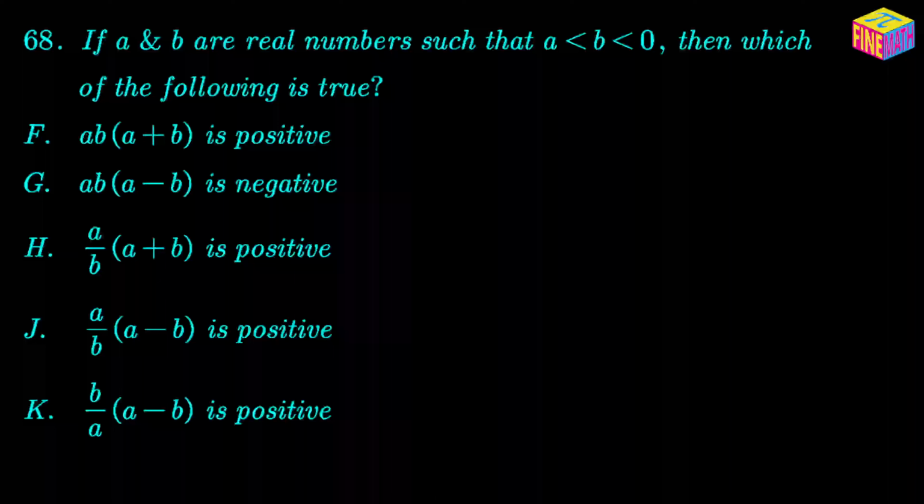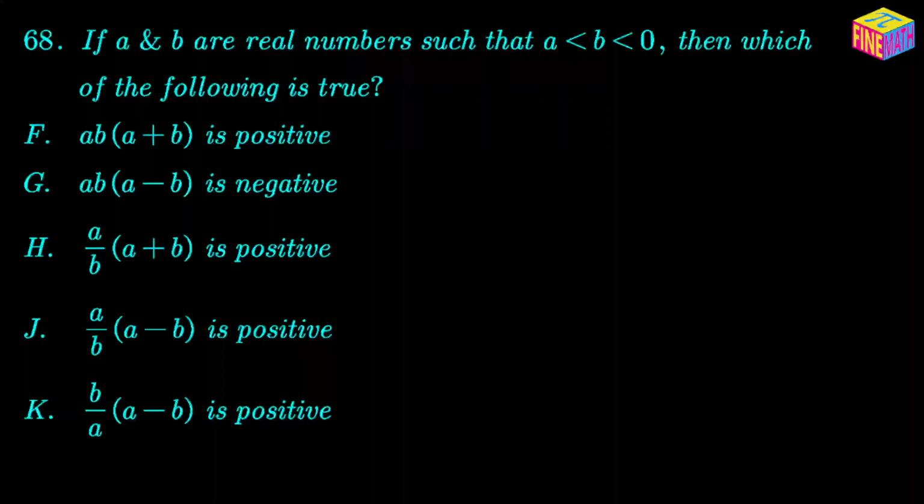So let's get started. Here the question says, if A and B are real numbers such that A is less than B and they both less than 0, that means A and B both are negative real numbers, then which of the following is true? We have been given 5 statements here. We have to figure out which one of them is true, right?